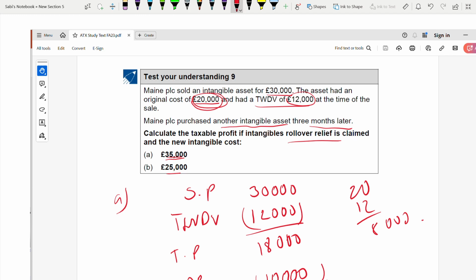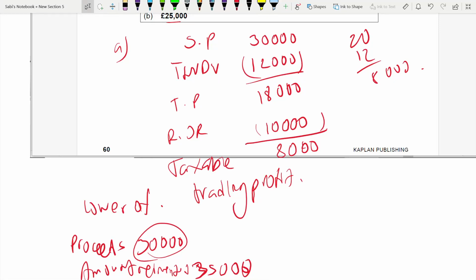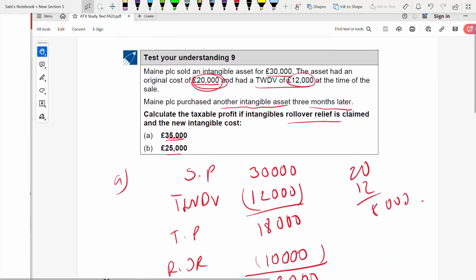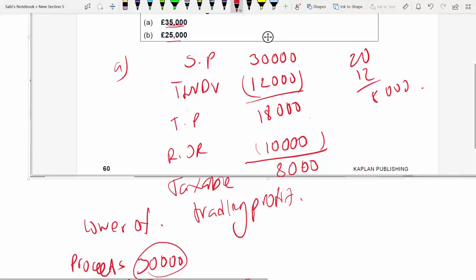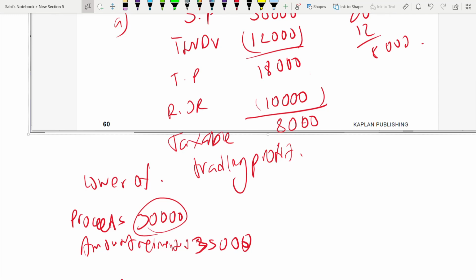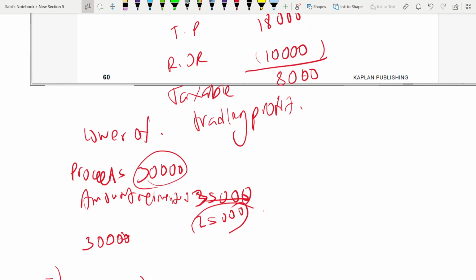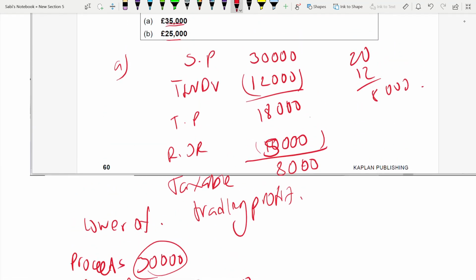Now coming to part B, 25,000. In 25,000, you compare with the sale proceeds, 30 minus 12, 18. This is the same. The only thing is this rollover relief will change. It would be the lower of the proceeds, which is 30, and the amount reinvested, which is 25,000. Lower amount is 25,000. And if you see, cost is 20,000 this time. So the amount deferred is what? 5,000. So 5,000 is the rollover relief this time. Just change the 10 to 5 and this becomes 13,000.